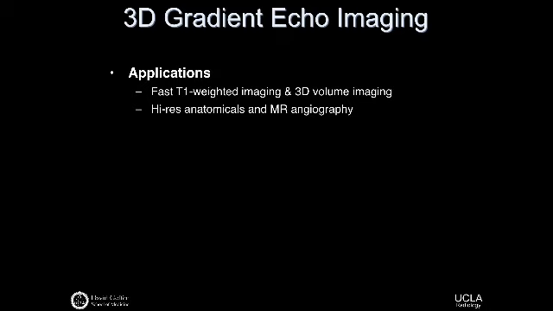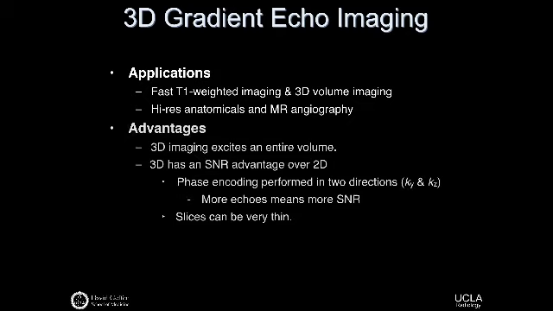What are some applications for 3D gradient echo imaging? Well, fast, relatively fast at least, T1 weighted imaging and 3D volume imaging. That's probably most commonly used for high-res anatomicals and for MR angiography in particular. Different advantages to 3D imaging. 3D imaging is going to excite an entire volume, right? The entire head or the entire knee or whatever it is that you're targeting. Turns out 3D has an SNR advantage over 2D. So when you get signal information from the whole head rather than from a single slice, it has a signal to noise advantage, which is one positive to it.